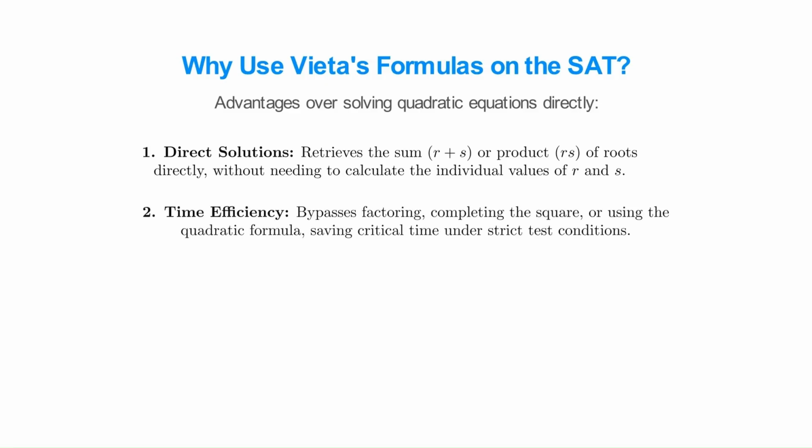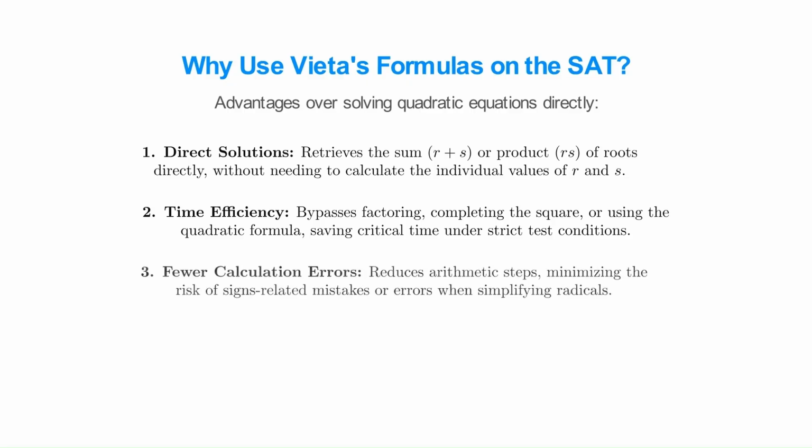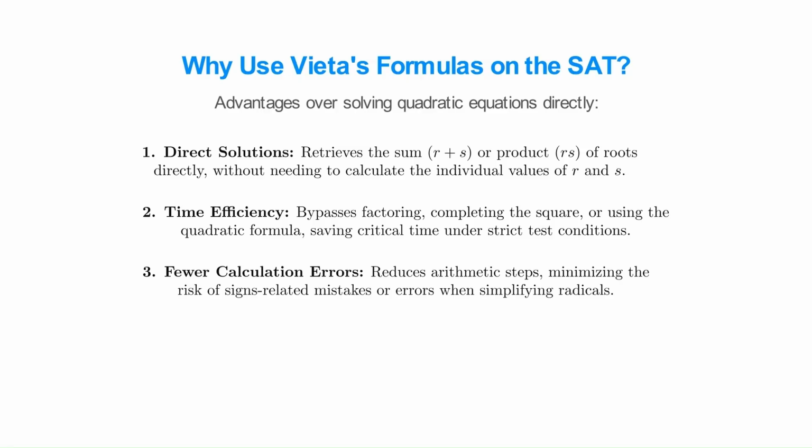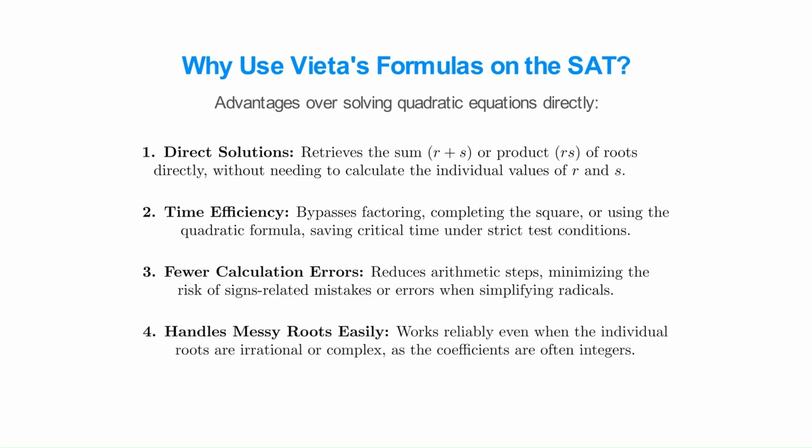Second, they improve time efficiency. By skipping the process of factoring, completing the square, or using the quadratic formula, you can save valuable time under strict test conditions. Third, using these formulas leads to fewer calculation errors. Reducing the number of arithmetic steps minimizes the risk of sign errors or mistakes when simplifying radicals. Finally, this method handles messy roots easily. Even when the individual roots are irrational or complex, the coefficients themselves are typically integers, keeping the calculation straightforward.